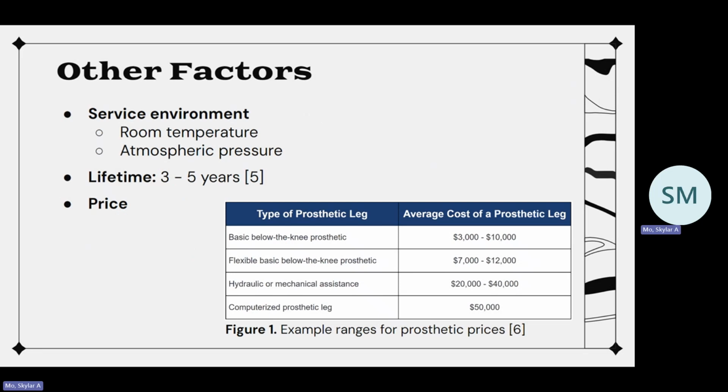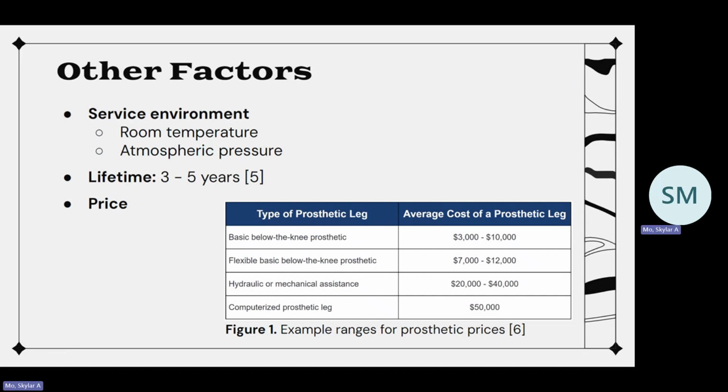Prosthetics must also meet requirements outside of physiological needs. The prosthetic is expected to function with desired mechanical properties near room temperature and at atmospheric pressure. The prosthetic may experience varying levels of humidity depending on where the user lives. Amputees typically get prescriptions for prosthetics every 3 to 5 years. Within this time, the user's body and activity levels may have changed, new pain or discomfort may arise, or the prosthetic may just become worn out.